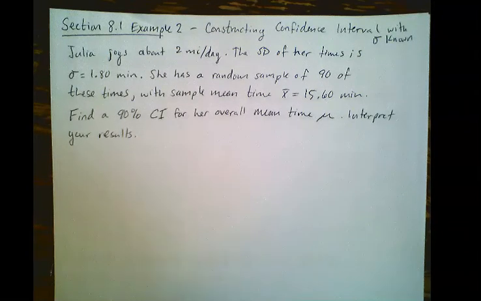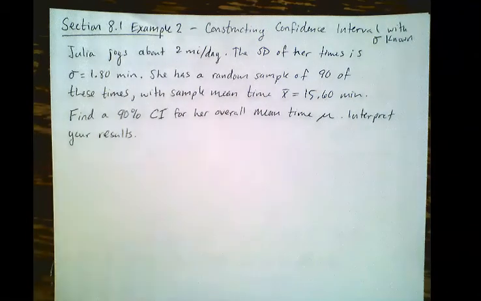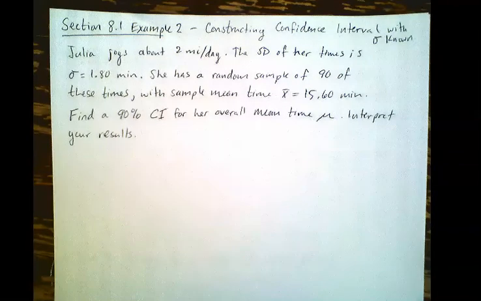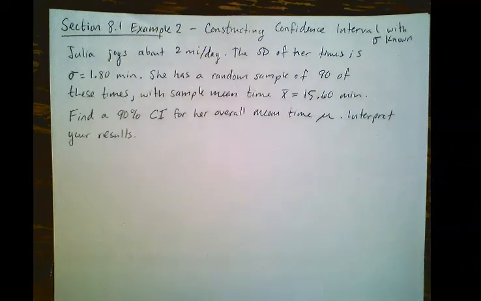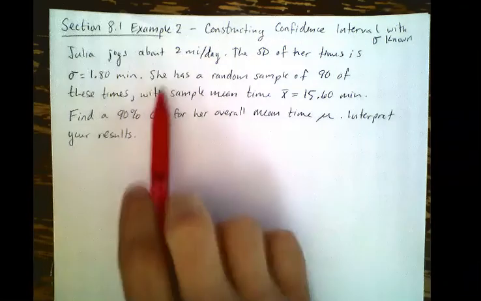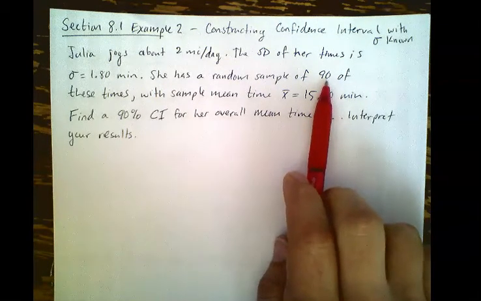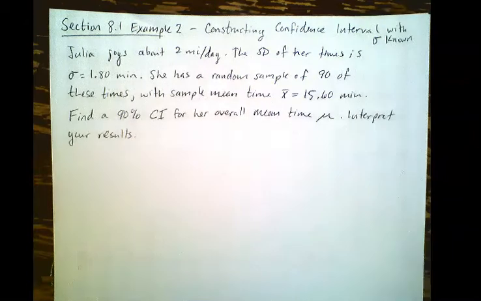Interpret your results. So here we need to first check to see if our conditions for the central limit theorem are met. And in this case, we need to know whether her times for her runs are normally distributed, or we have a sample size bigger than 30. So here we have a random sample of 90. So n is bigger than 30, so we are good to go with using this formula to calculate this confidence interval.